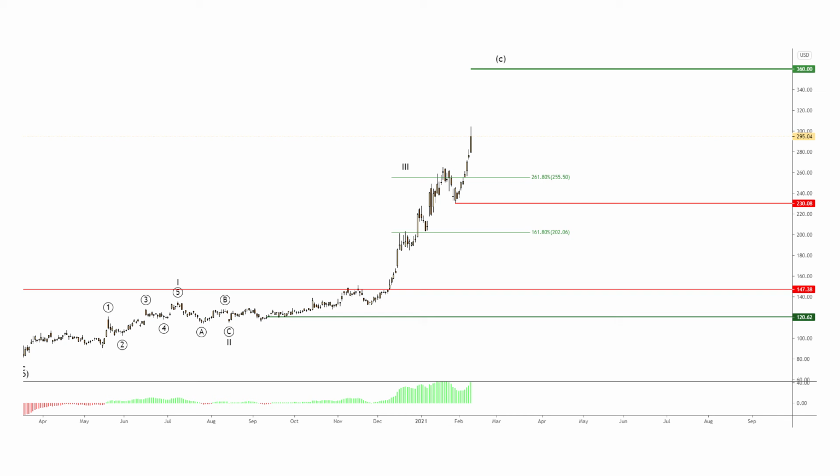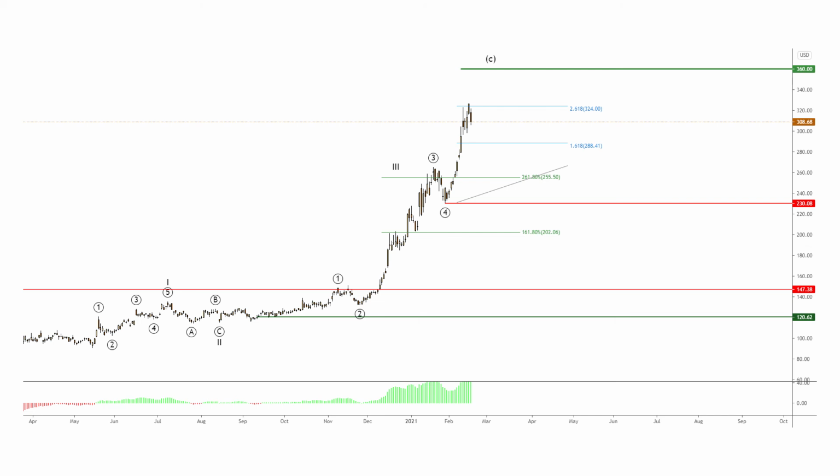The 261.8% extension after wave 1 isn't a valid level for wave 3 anymore. Instead, we should look for the top beyond the 300 mark. Since primary wave 3 was beyond 261.8% of wave 1, the wave 5 should be above the 261.8 of wave 1 as well. Price is already above the 161.8 level of wave 1. So this is the level we are looking for the potential wave 5 and the higher degree wave 3 top.